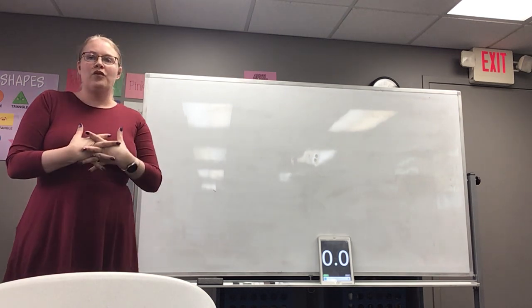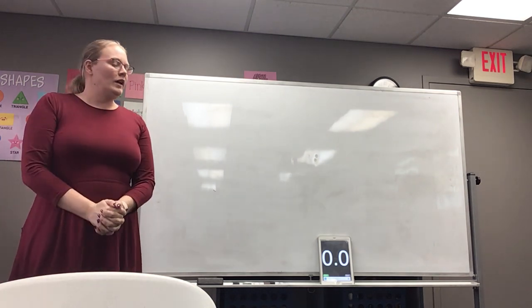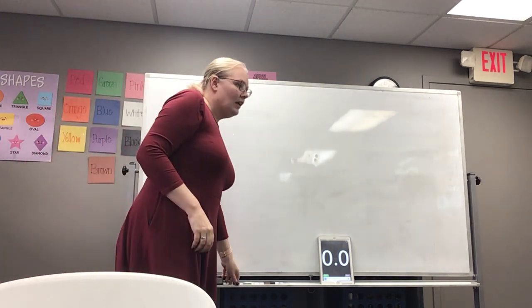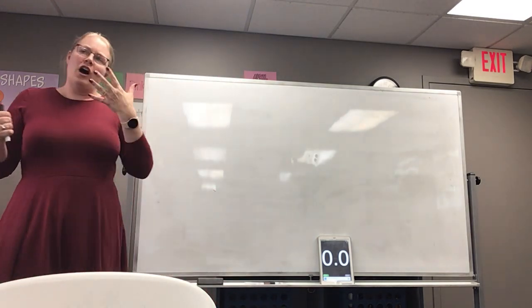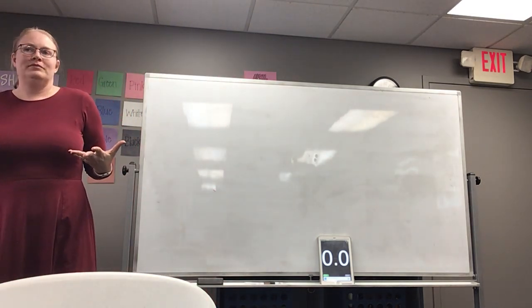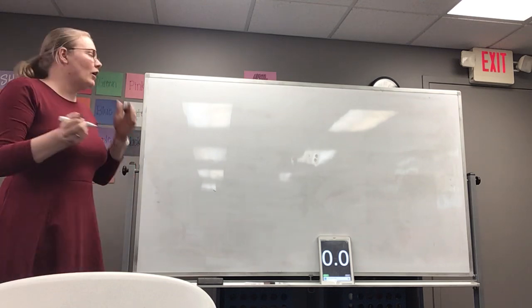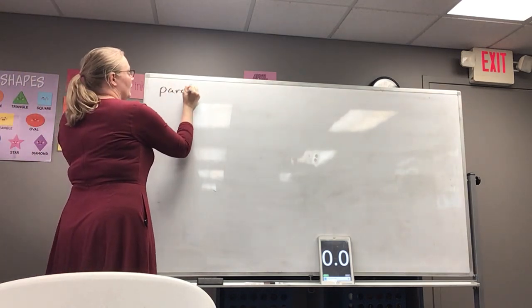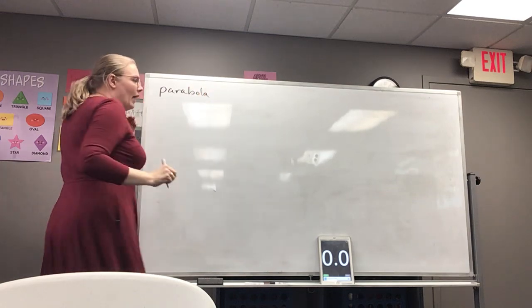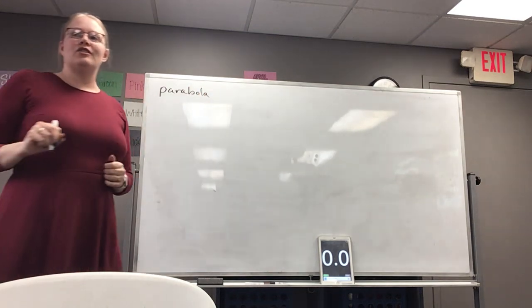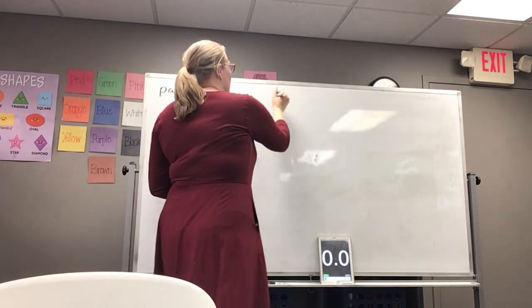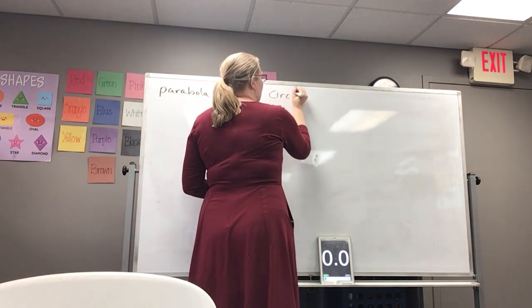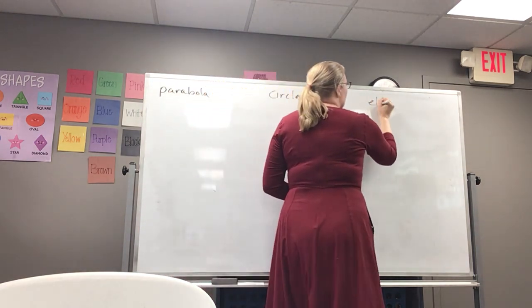So, for today, we are tackling the conic sections in the coordinate plane. We've already dealt with parabolas some, but we're going to touch on that again. And the two other conic sections you may see on the ACT are the circle and the ellipse.